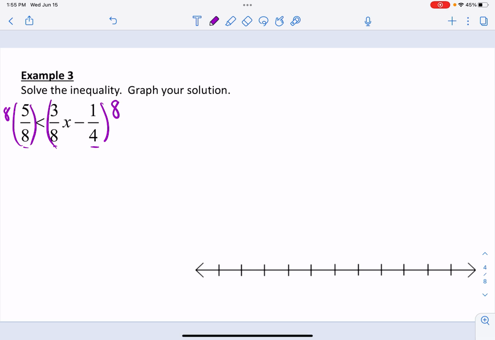When I multiply 8 over 1 times 5/8, I get 5. I multiply this 8 times the 3/8, I get 3x. Now you have to multiply it to both terms. I know that as a student, I remember struggling with that. Okay, this cancels to a 1, 2, add 2.